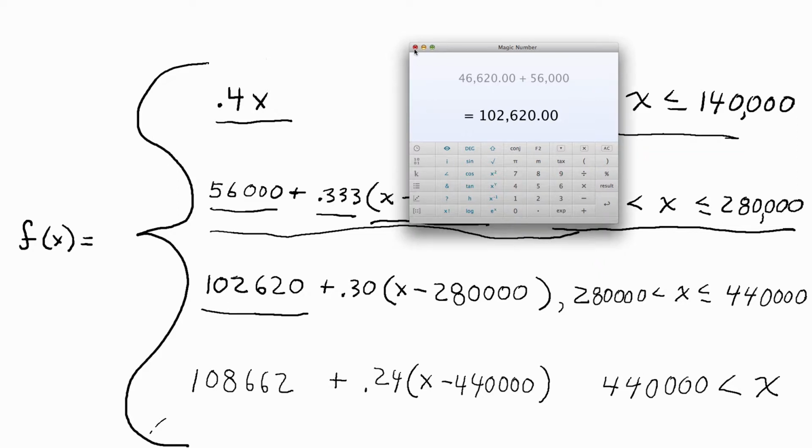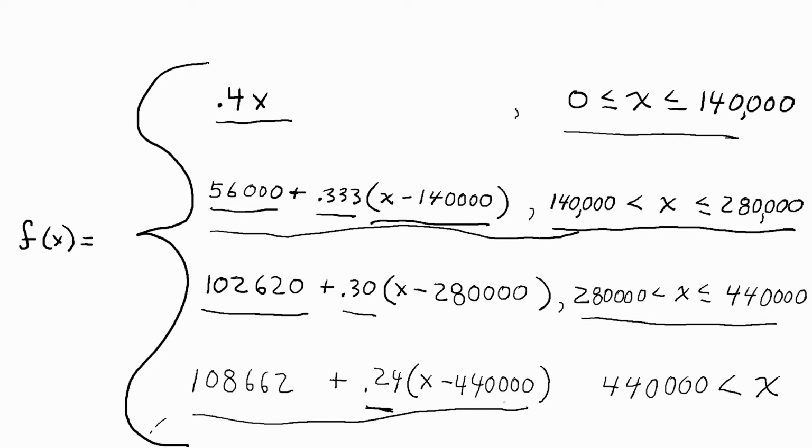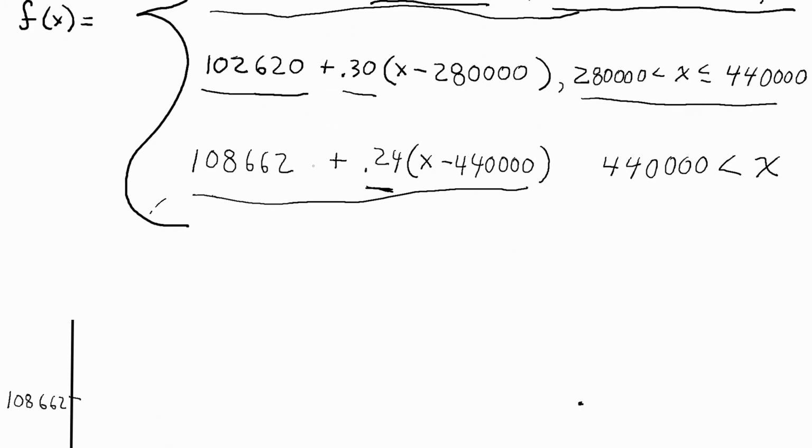and that's where the 102,620 comes from. And similarly, what we do is we multiply the next bit of income by 30%, or 0.30, and that's good all the way out to $440,000. Then you do the same thing for the last part, but when you're above 440,000, you have to pay 24%, and that's what this expression is for here. I'll let you evaluate the function at the different points to see what the values are. But I'll sketch the graph here to show you how that goes.